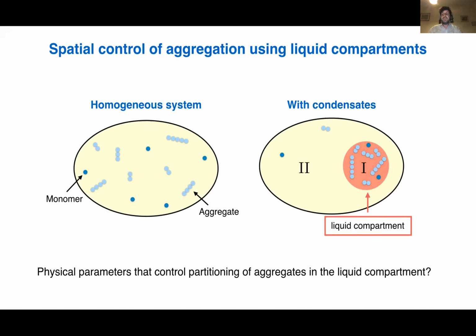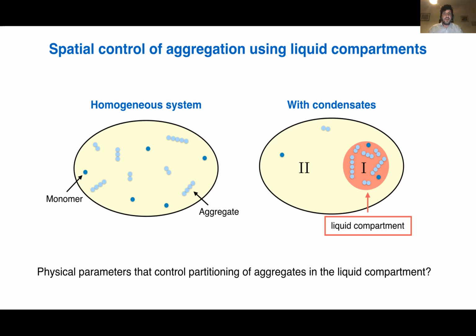So rather than having these aggregates forming everywhere in the system, can we generate, for example, a condensate that would make this aggregation happen mostly inside the condensates? And so in this manner, we could, for example, prevent these aggregates from interacting with sensitive parts. And so you would effectively reduce the toxic effects of the aggregation process.